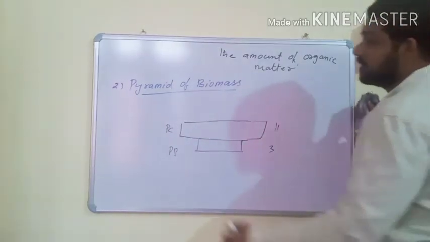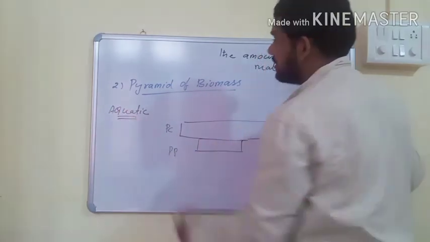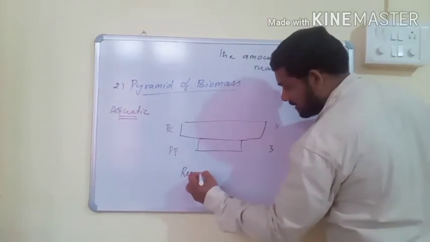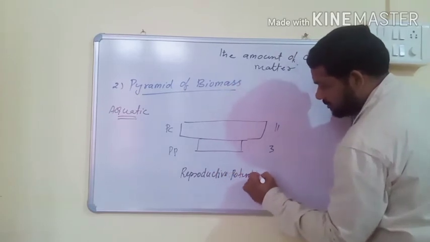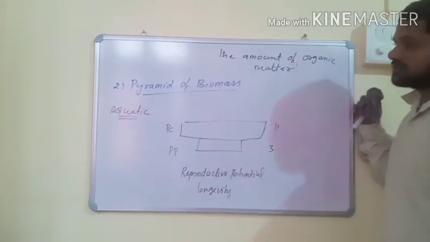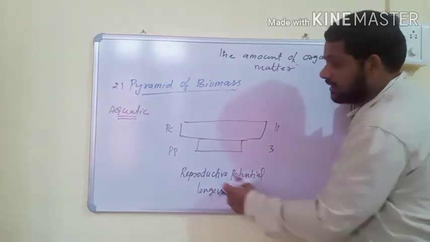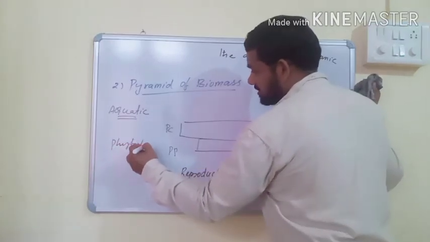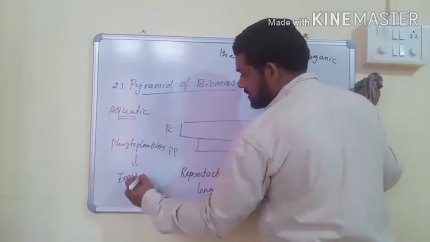This is because in aquatic ecosystems, the amount of biomass depends on reproductive potential and longevity. Here, primary producers are the phytoplanktons, and primary consumers are the zooplanktons.